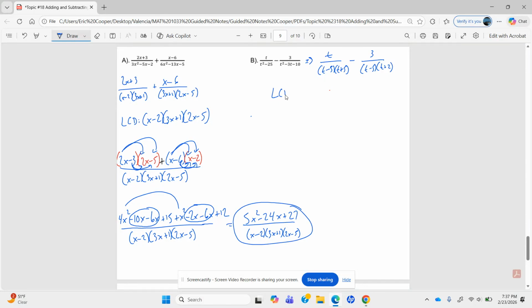So again, for my LCD, we're asking, what do we have here that's unique? We have a t minus 5. We have a t plus 5. We already have a t minus 5 here, so we'll not write it again, but we also have a t plus 2. So that will be the LCD for this fraction.